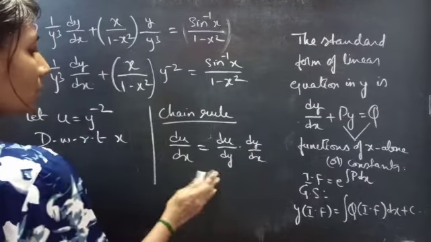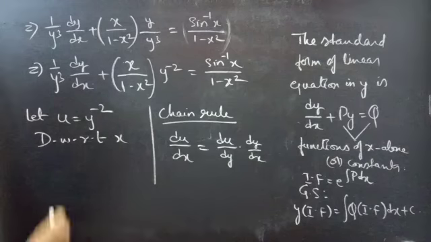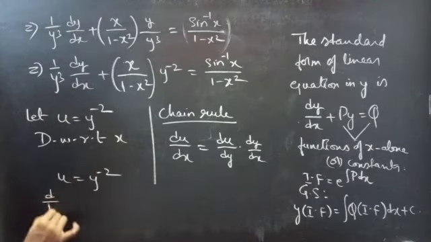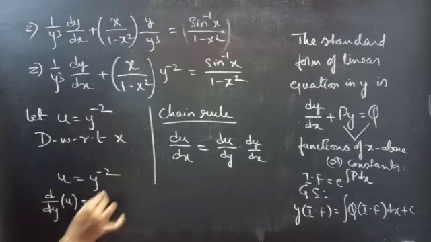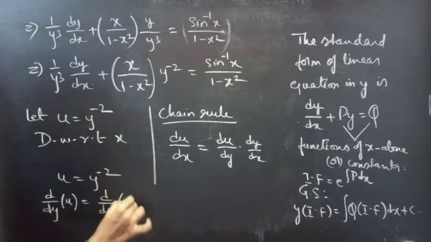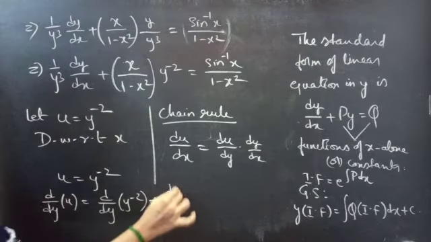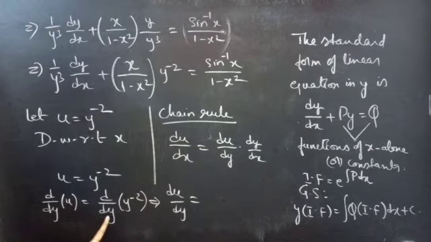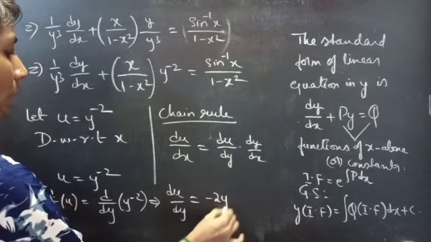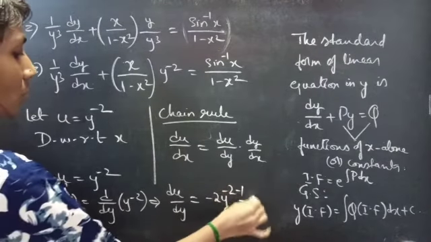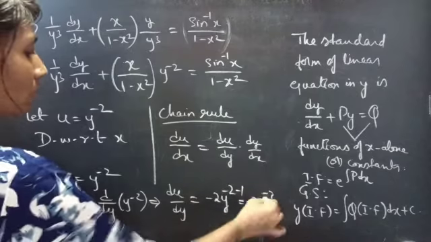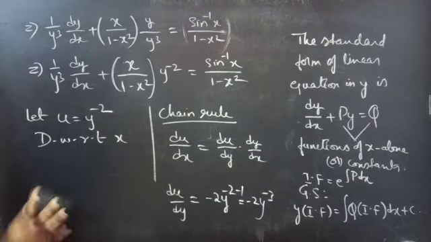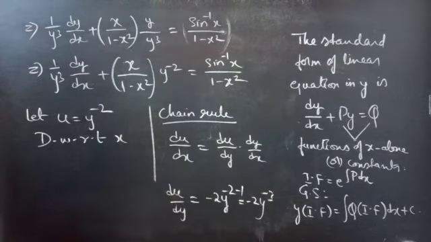Now let's find the derivative of u with respect to y. You have u equals y power minus 2, right? Differentiate on both sides with respect to y. Then we'll get du/dy equals the derivative of y power minus 2 with respect to y, which is minus 2 into y power minus 2 minus 1, which equals minus 2 y power minus 3. So now we can just replace it with dy/dx.